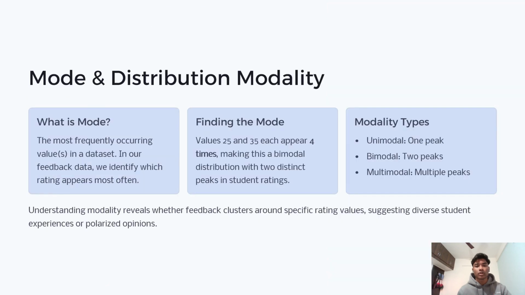Mode and distribution modality. Next, we look at the mode, which is the most frequently occurring value in the dataset. In our case, the values 25 and 35 both appear 4 times, meaning our data set is bimodal. This tells us that there are two clusters of ratings. Some students rated lower, while another group rated higher. This can indicate mixed or polarized opinions among students.